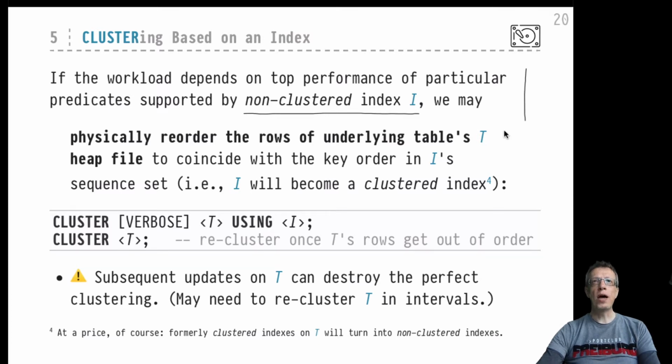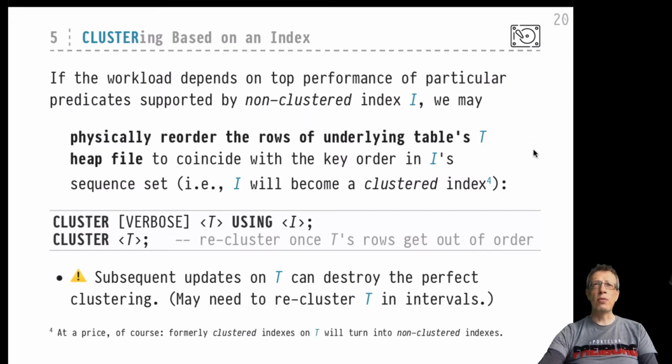Okay, so if that index I is really crucial for the speedy performance of your workload, then it could be an option to decide to physically reorder the rows of the underlying table to match the order of index entries in your index I. This will of course turn I into a clustered index. So we will really reorder the rows on disk inside the heap file, to match the order of the index entries. This is a really far-reaching reorganization of your database, and of course it comes at a cost.